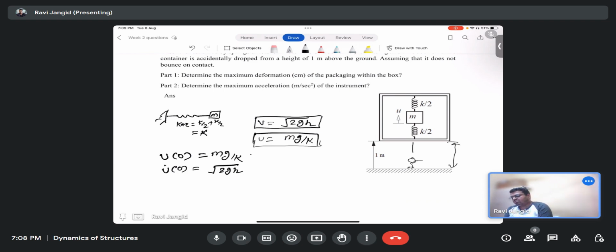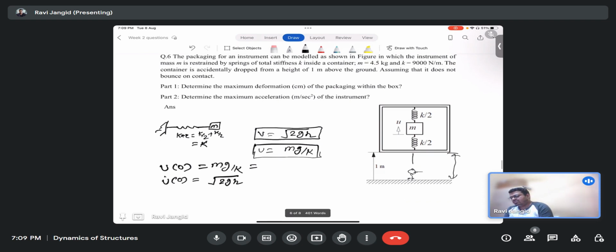Okay. So find out what is my m. M is given as 4.5 kg. K is given as 9000 Newton per meter. H is given as 1 meter. So if I put the values, u naught comes out to be 4.5 times 9.81 divided by 9000. That will come to 0.004905 meter.